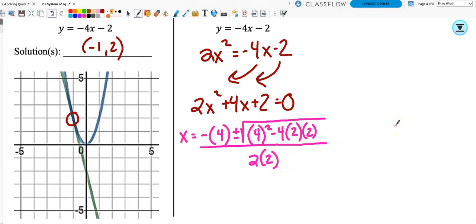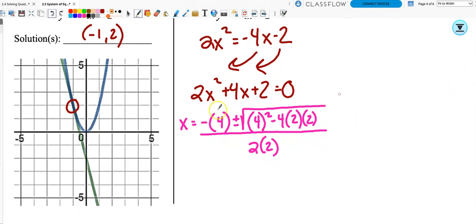All right, so let's do some mental math. Negative 4 out front, plus or minus square root. The denominator will be 2 times 2, which is a 4. So now I just need to type in what is underneath the radical into the calculator.